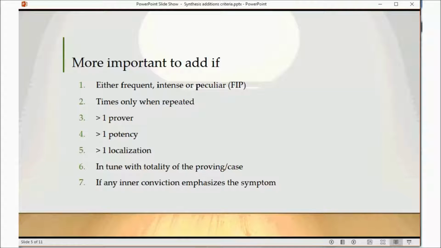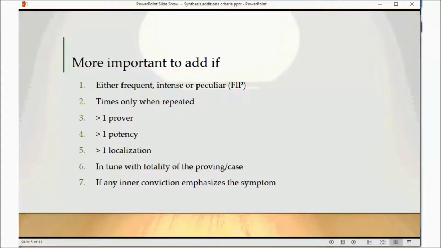And if you read all these ideas, it's all about some kind of probability. How probable is it that this symptom in this proving is important and must be added and made available to the community? We have these 7 criteria, and the more criteria are present, the higher the probability and the importance to make the addition of this proving symptom to the repertory. So when the symptom in the proving has been frequently present, intensively present, or peculiar, it's more important to add it.